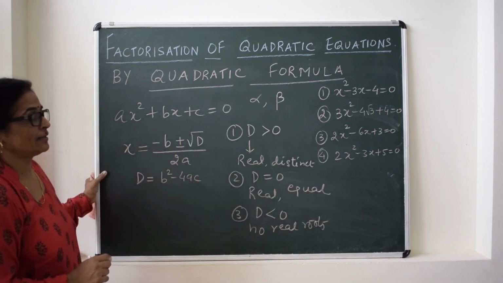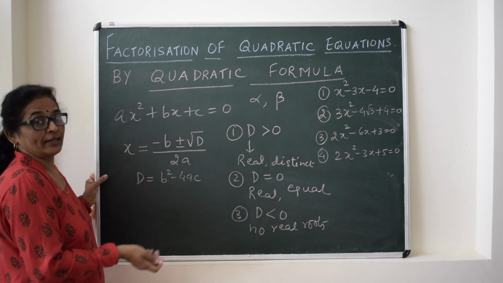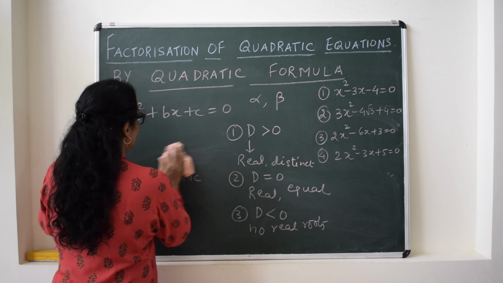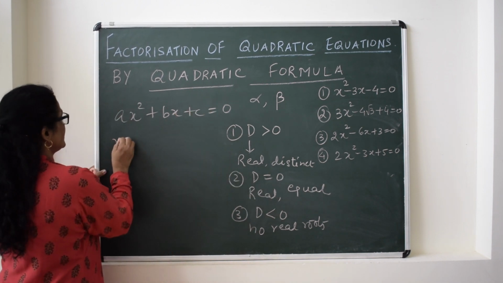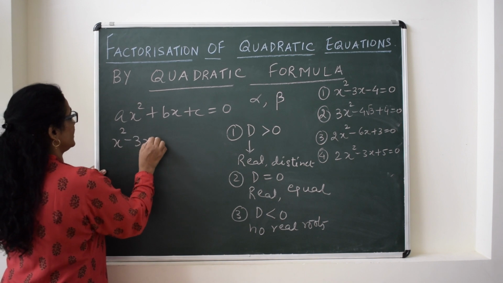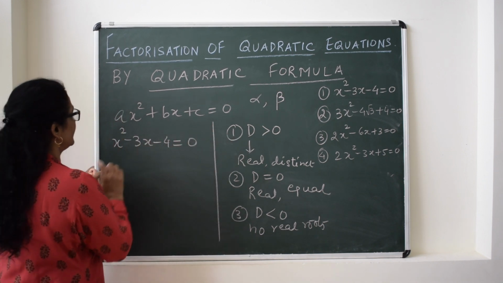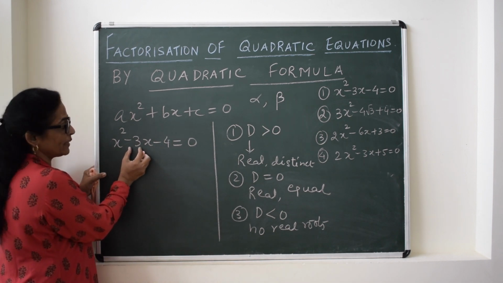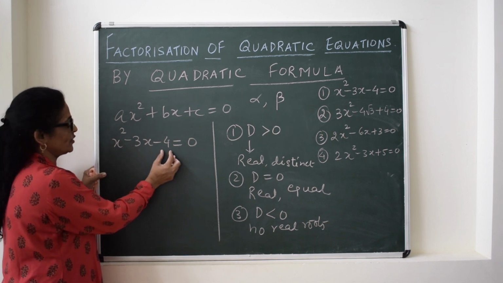So first we will take an example and we will see what D is. Accordingly, we will find out the roots of this equation. So let's take the question. The equation is x square minus 3x minus 4 is equal to 0. Here D is b square minus 4ac, b is minus 3, a is 1 and c is minus 4.